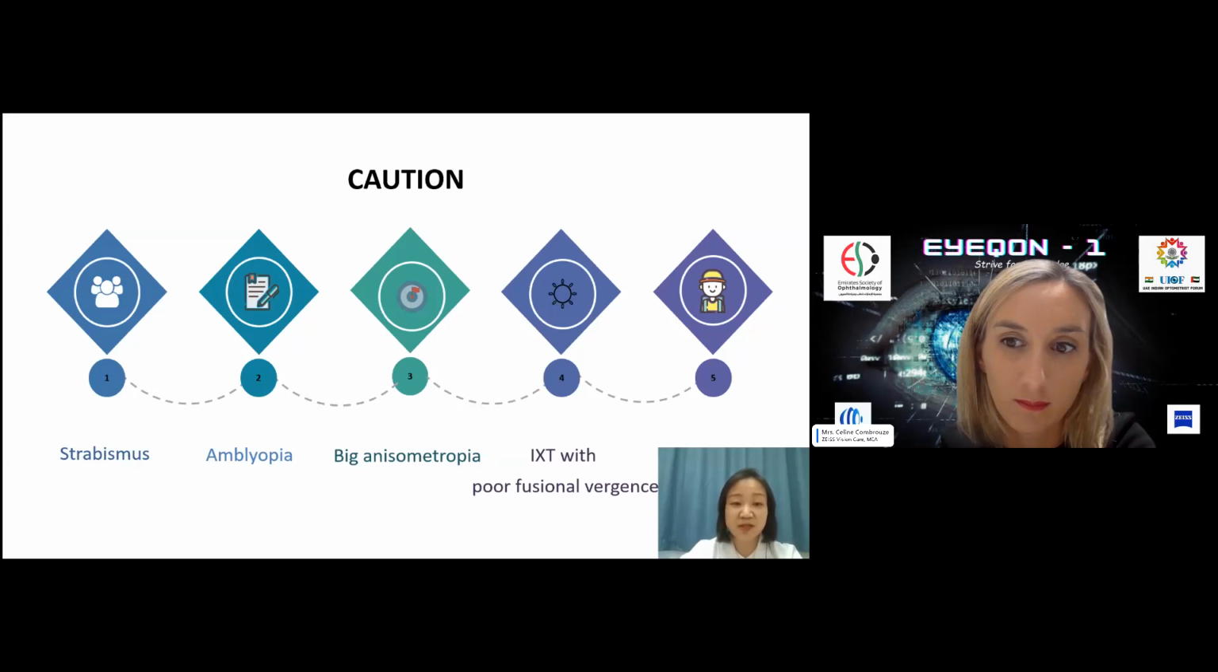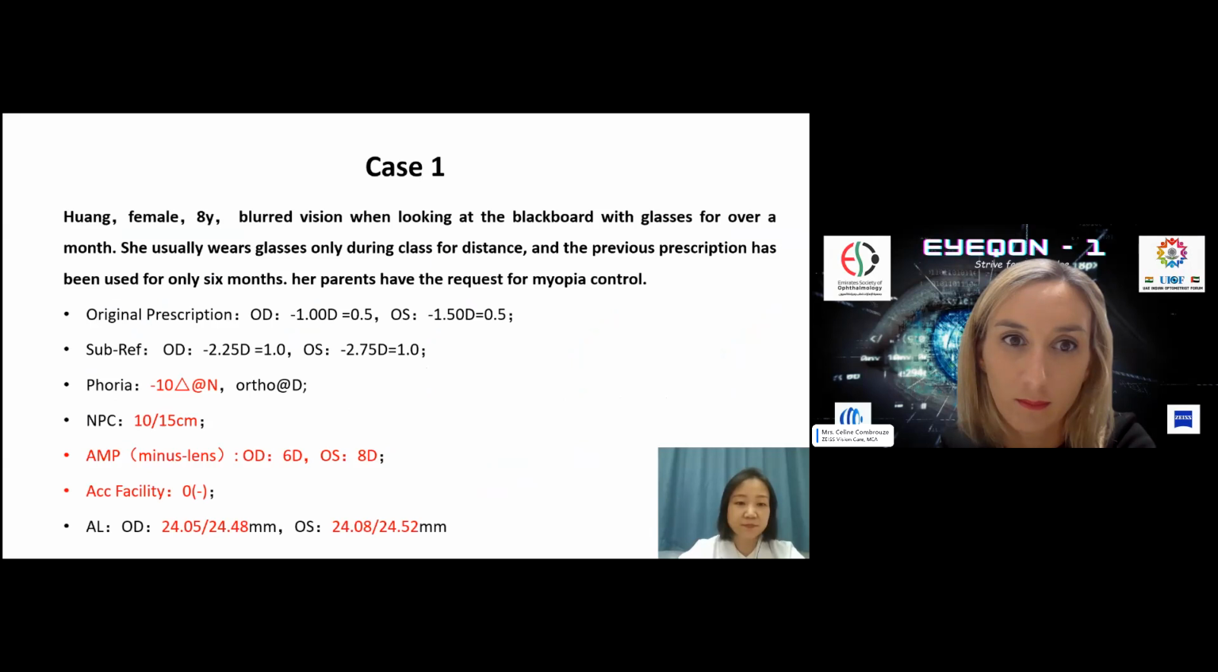Next, I will share 2 clinical cases. Both of them are about clinical matching of myopia control lenses for patients with visual dysfunction. Let's begin with the first case. This is an 8-year-old girl who had been experiencing blurred vision when looking at the blackboard with her original glasses for over 1 month. She wears glasses only during class for distance in daily life, and the previous prescription has been used for only 6 months.